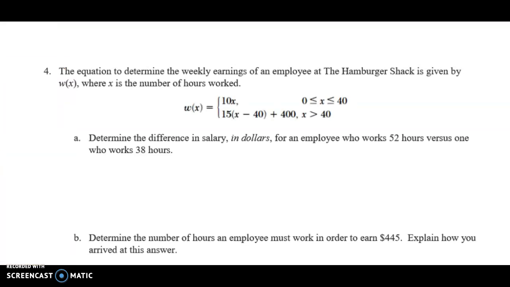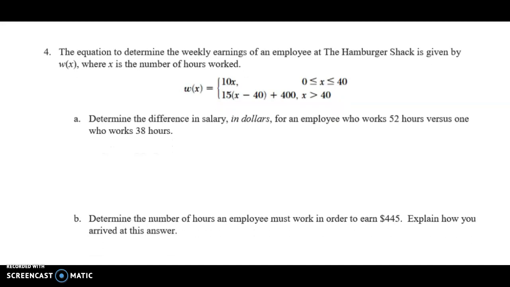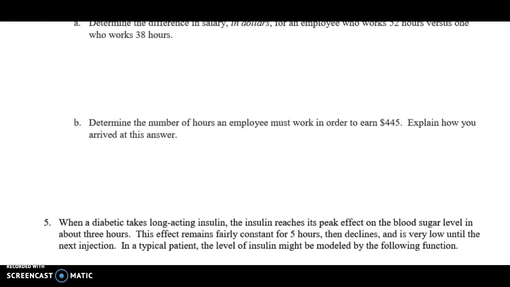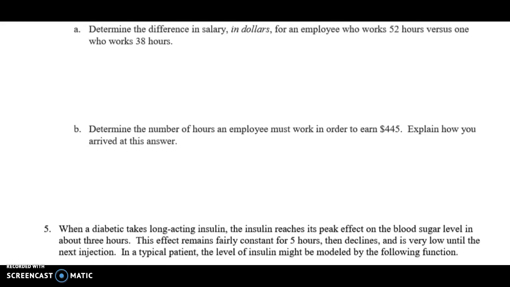Alright. The equation to determine the weekly earnings of an employee at the hamburger shack is given by w of x, where x is the number of hours worked. So we have our function, w of x equals 10x for values of x between 0 and 40, 15 times the quantity x minus 40, plus 400 for values x greater than 40. So for part A, we want to determine the difference in salary in dollars for an employee who works 52 hours versus one who works 38.